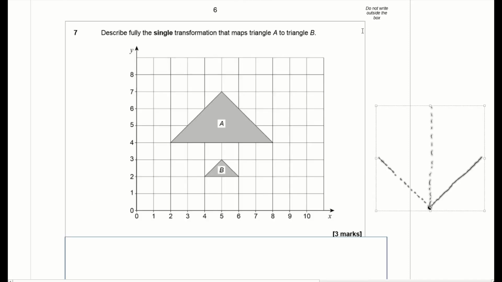Question 7. Describe fully the single transformation that maps triangle A to triangle B. Now there are 4 types of transformation that you have to be aware of at GCSE, and you've also got to be able to describe them from just visualizing what shapes you have available. Now one of them is translation. Now all that would happen in a translation is that the shape would move position. The shape would not change size, and it would not change orientation either in terms of what sort of direction it was facing. Now you can see here that A and B are different sizes, so there's no way that this can be a translation.